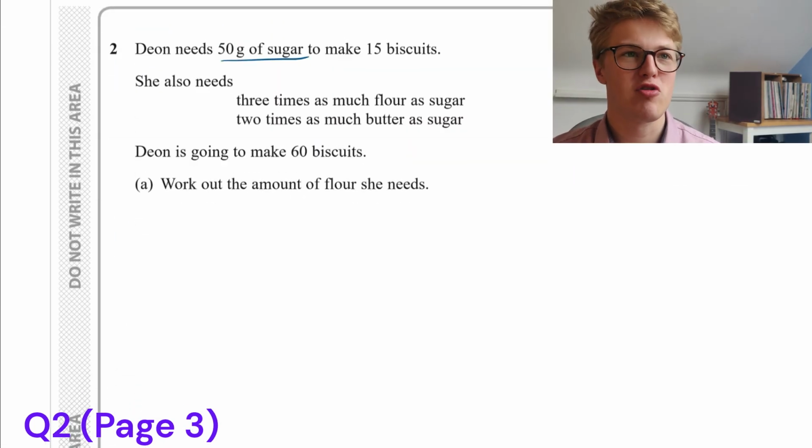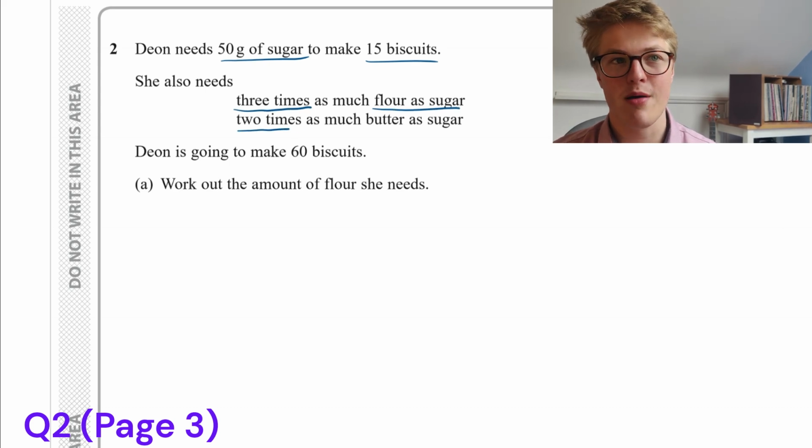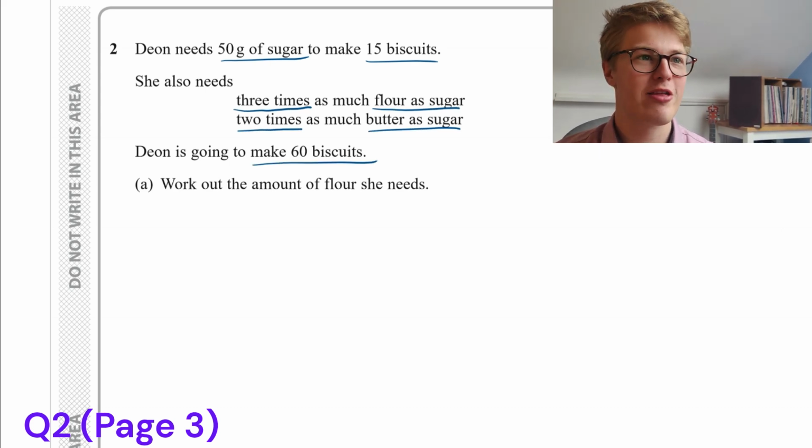Dion needs 50 grams of sugar to make 15 biscuits. She also needs 3 times as much flour as sugar, 2 times as much butter as sugar. Dion is going to make 60 biscuits. Work out the amount of flour she needs.